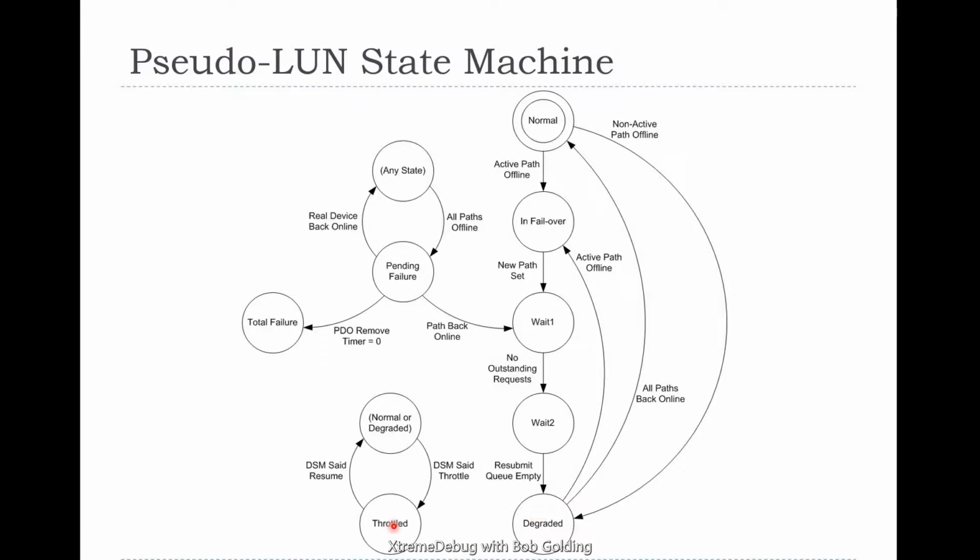And throttle is set by the DSM. The DSM can throttle I/O, and this could be used sometimes if a report target port group is in flight, which means the target groups or the target ports could be reorganized. The DSM will tell MPIO to throttle a request, and then the request will be resumed after the target port group completes and the ports and groups are reorganized. So we go into throttled and back into normal or degraded when the I/O is resumed.